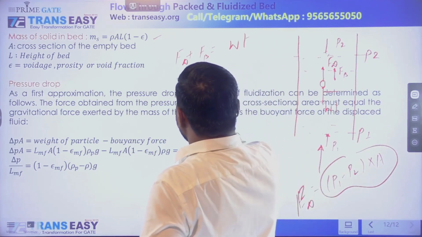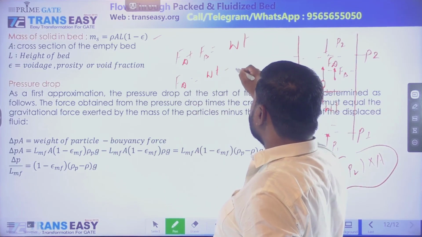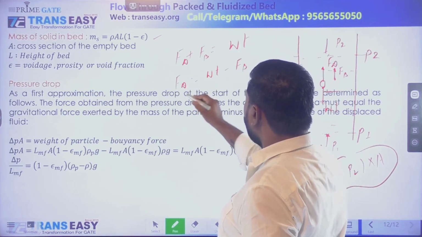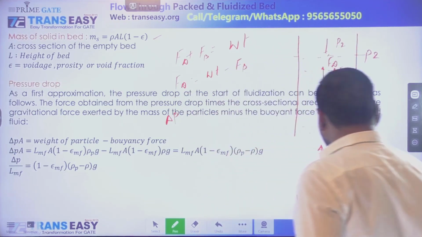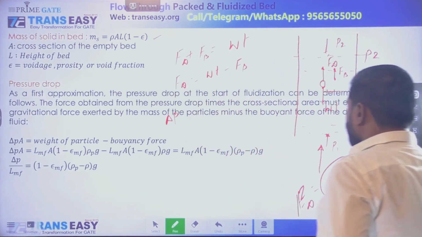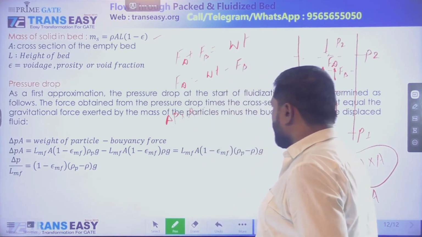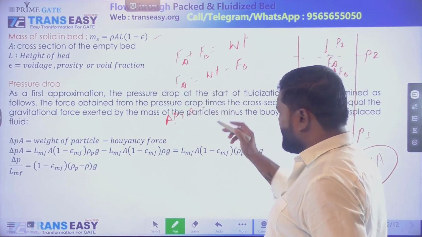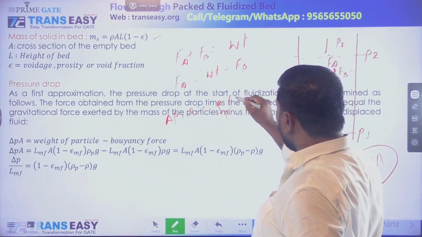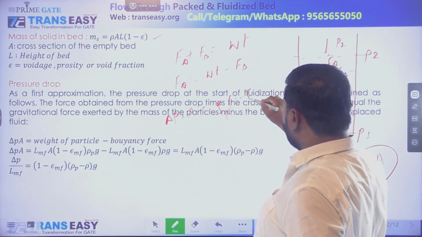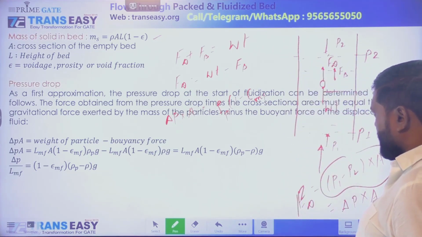So drag force is equal to the total weight of the solid particles minus the buoyancy force, right? And drag force is pressure drop delta P into the cross sectional area of the container. We can easily calculate the weight of the solid particles: density of the particle, 1 minus epsilon under minimum fluidizing condition. We are calculating the pressure drop under minimum fluidizing condition.